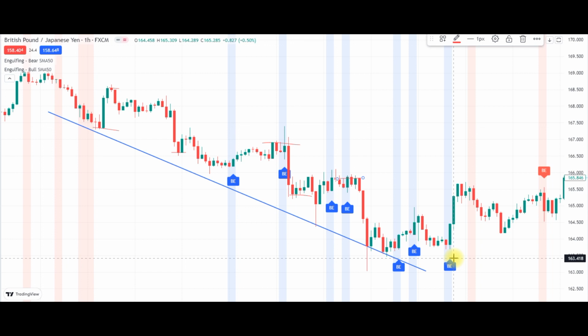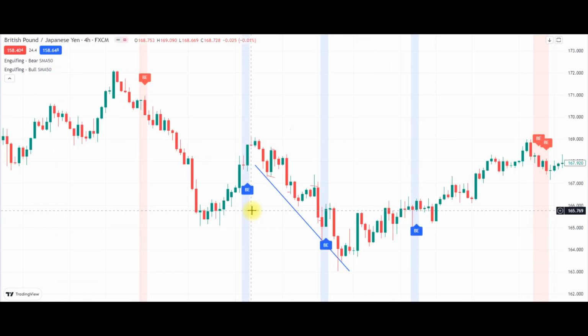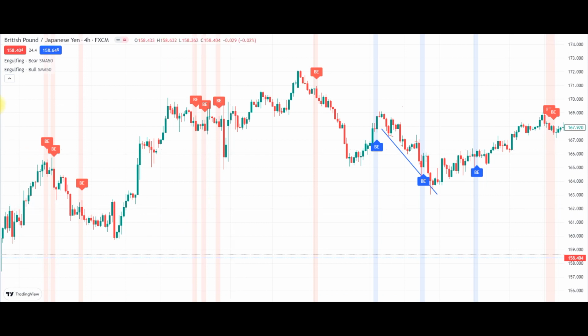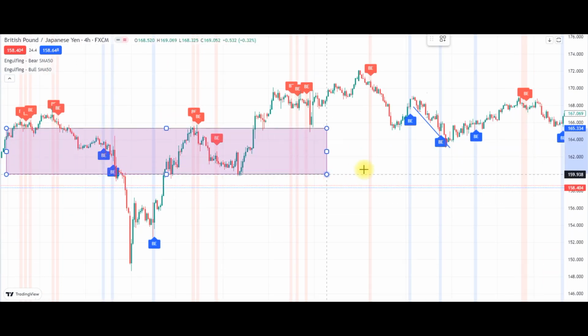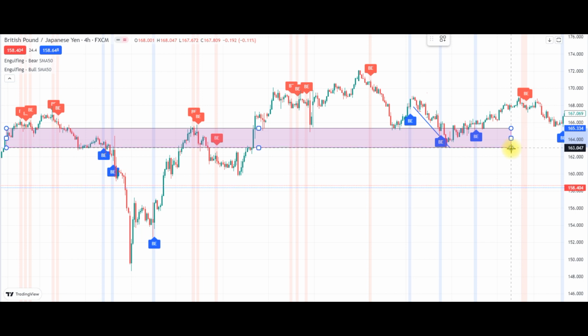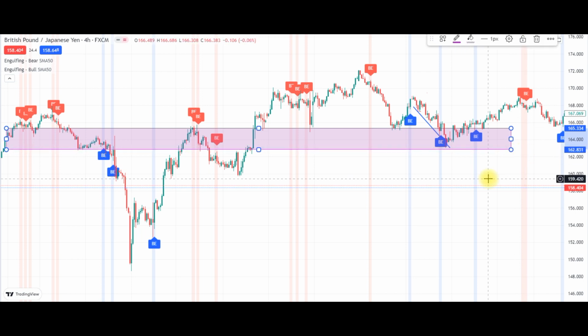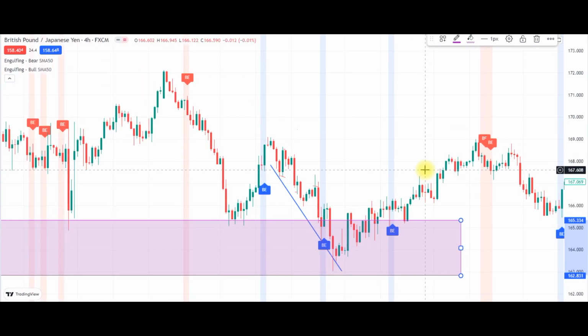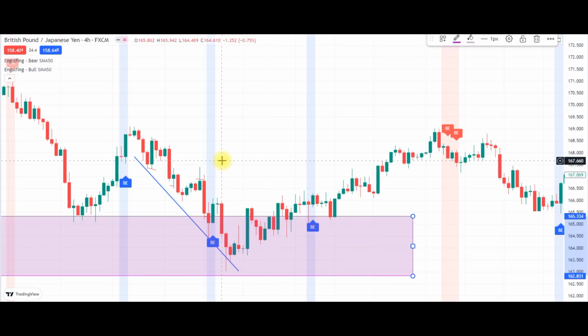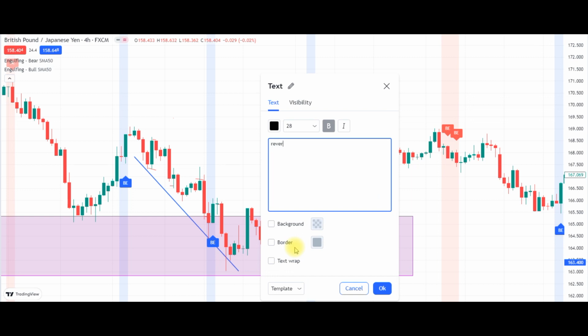Now let's do some analysis in the higher time frame. Let's switch to the 4-hour chart. Let's identify support and resistance levels over here. And as you see, we have a support and resistance area right over here. If we scroll in to our position where we wanted to look for a trade, this is right the position where we were analyzing right now. So it's also confirming that this is a possible reversal zone for us.